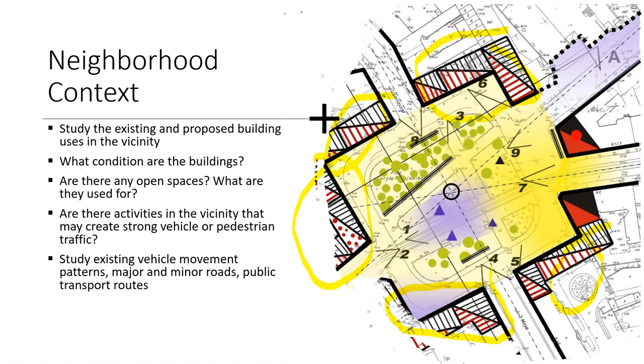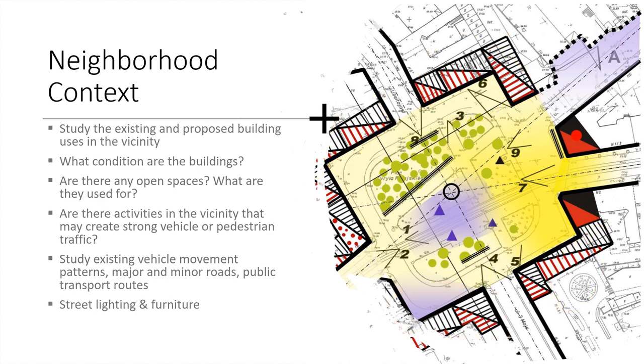You should also study the existing vehicle movement. Is it one-way traffic, for example? What are the patterns, the major and minor roads, the public transportation routes, etc. Street lighting and furniture, are there any available? Is it right for your project? Are you going to utilize them as part of your exterior landscape? So all of these should be included in your neighborhood context.